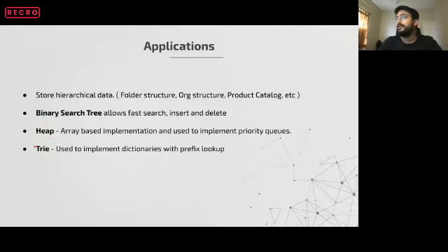Then trie is again an n-ary tree. There's a very specific use case of trie: it's used to implement dictionaries. Whenever we have strings and we want to store large strings in a tree data structure, we can use trie. Again, this is out of scope for today's session. These are all advanced data structures which are built on top of binary tree.